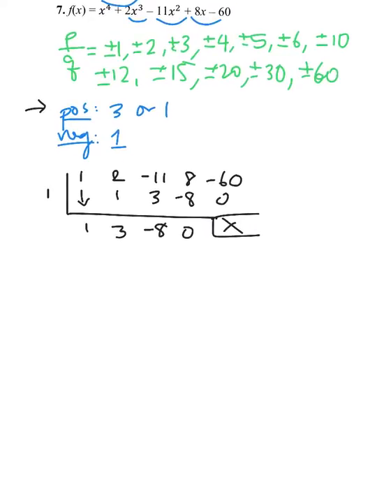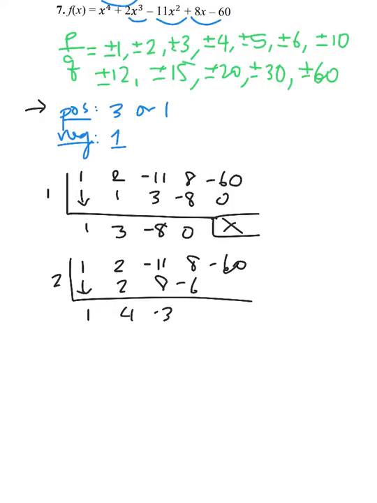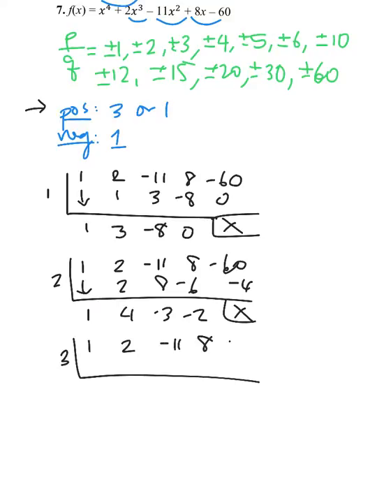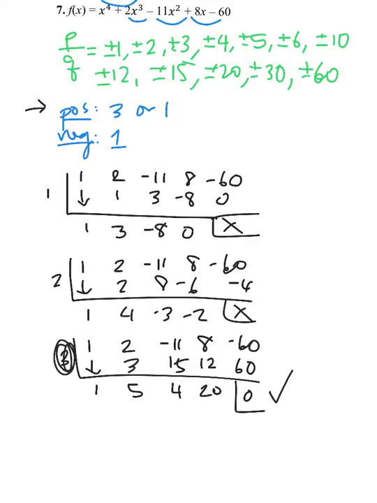All right, so let's keep trying. I'm going to move on to 2. And it doesn't look like that's going to work either. All right, well, keep going. Try 3. And looks like we have a winner. All right, so I know 3 is going to be one of my rational roots.